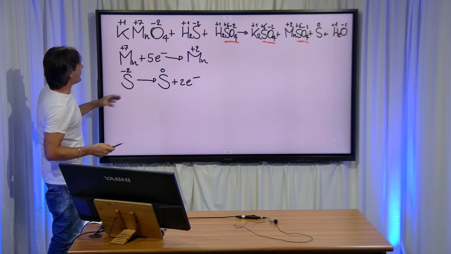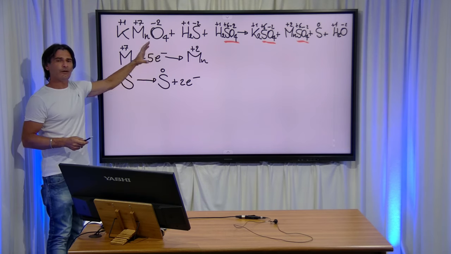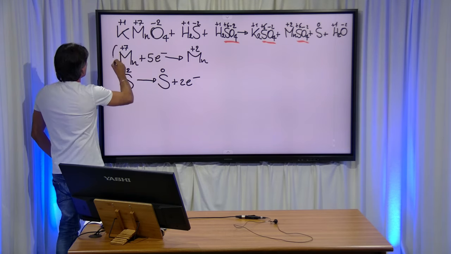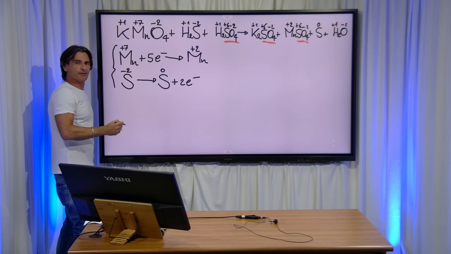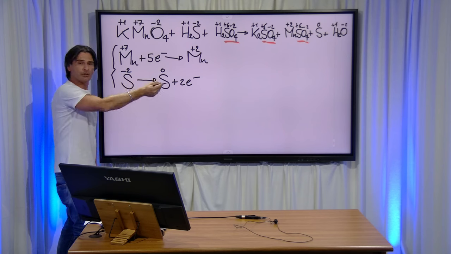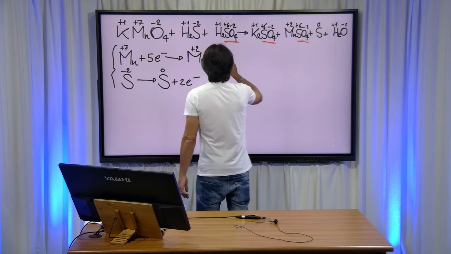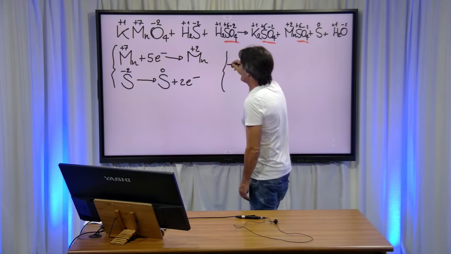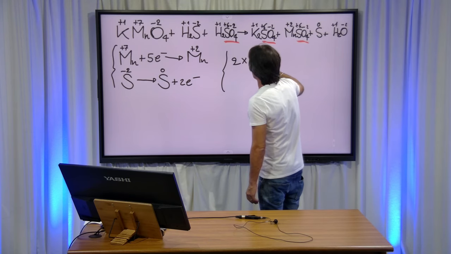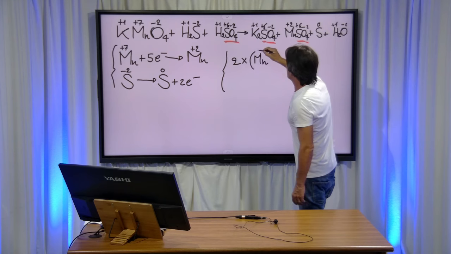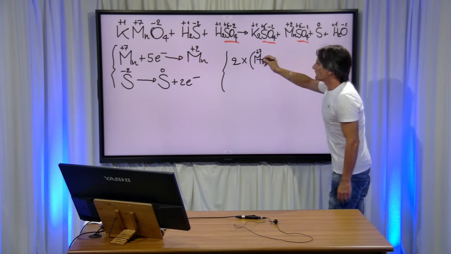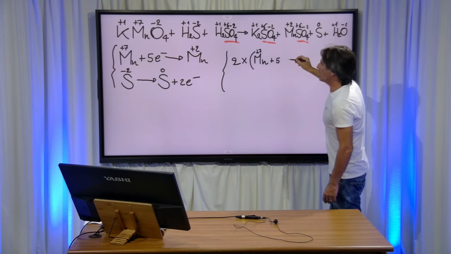Okay, now we have to balance these two half reactions. We will use the cross product, the cross multiplication. So I can multiply all the alpha reactions by 2.